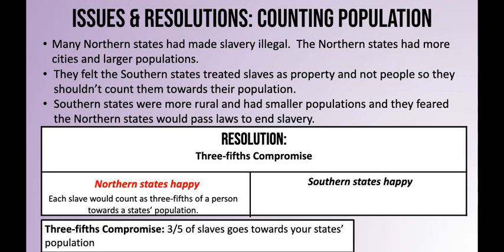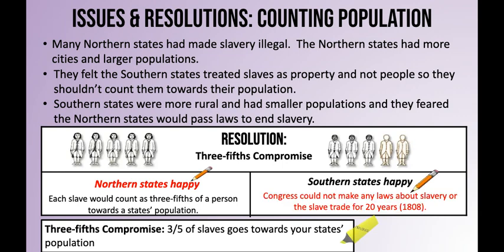This sort of made the northern states happy. They didn't want to count the slaves at all, but they were happier with 3/5 instead of every slave being counted as 1. The southern states were happy because the other piece of this resolution was that Congress could not make any laws about slavery or the slave trade for 20 years. So the southern states felt like this protected their right for slavery in the South. The northern states had larger cities and larger populations, so they were happy that the slaves didn't get counted as full people in this situation.